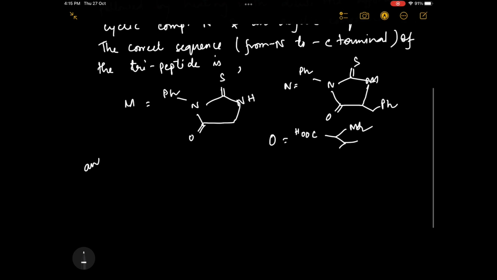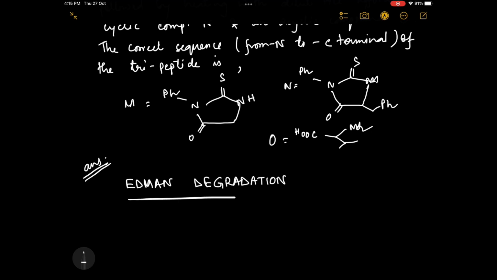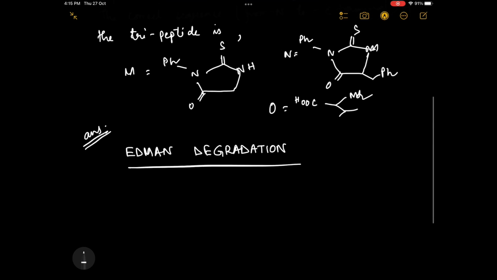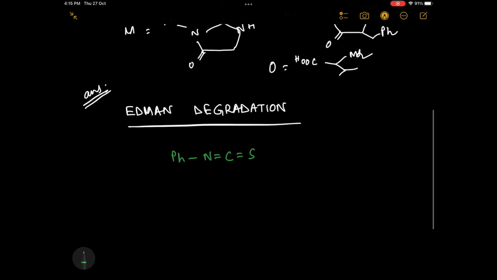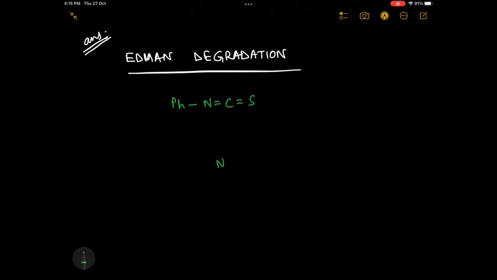Okay, so this is a question of Edman degradation reaction, where phenyl isothiocyanate is used. This reaction helps us to identify the N-terminal amino acids one by one and also degrade them from a peptide. So here a tripeptide has been given to us.